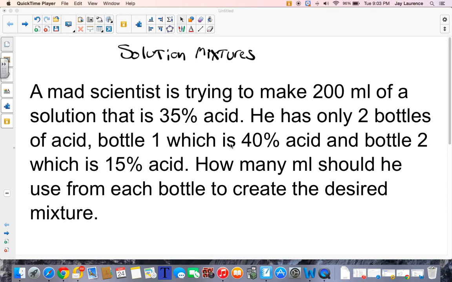Hello, algebra students. Mr. Lawrence here, and we're going to do some more mixture problems. These are a little bit different. They're chemistry problems, but they're very much like the coin problems we did, just a slight little twist on them, and I'll show you that. So let's see the first problem here.